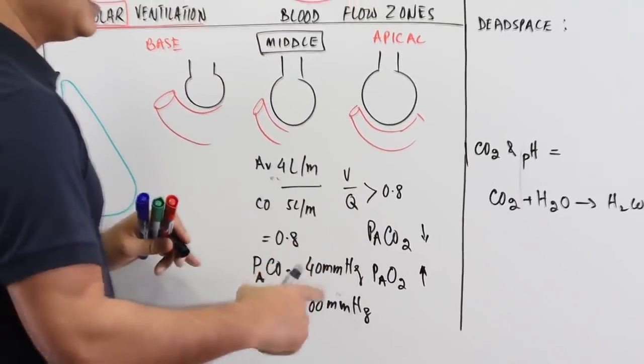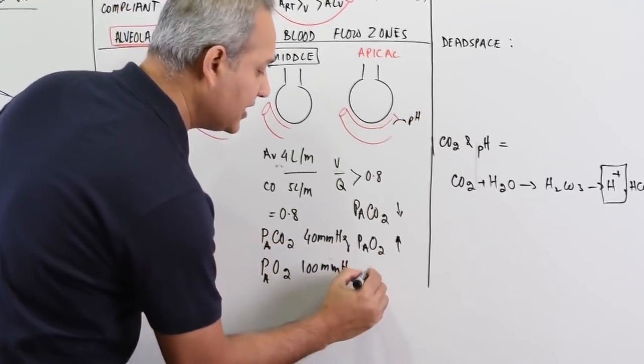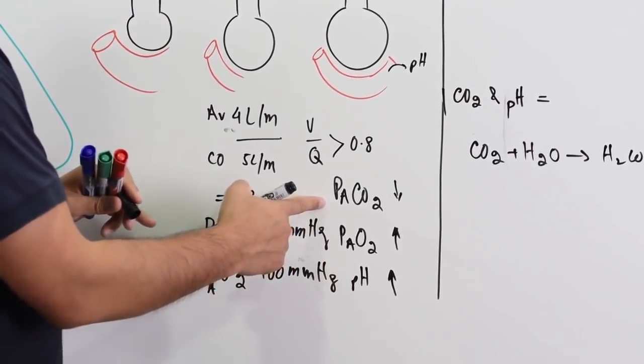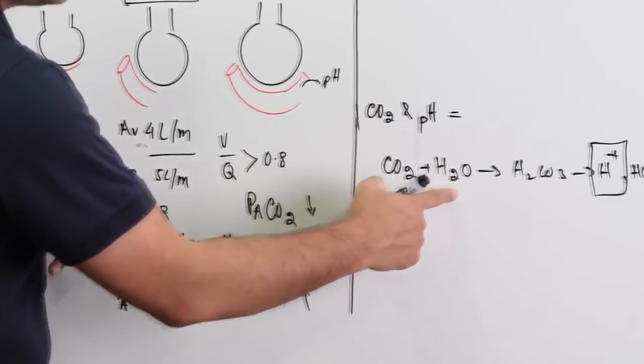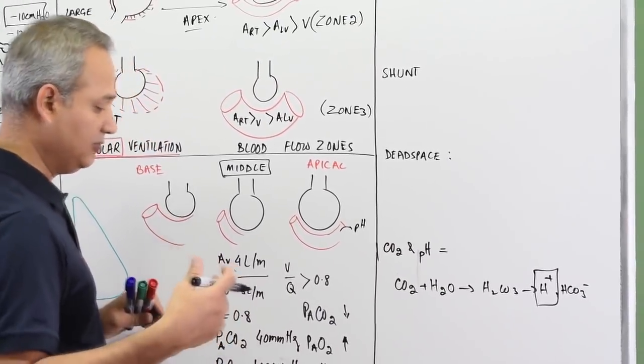What would happen to the pH to this side only, pH here? pH will increase. Why? Because CO2 is reduced. Reduced CO2 would combine with water less, would produce less hydrogen ions, and the pH will be increased.